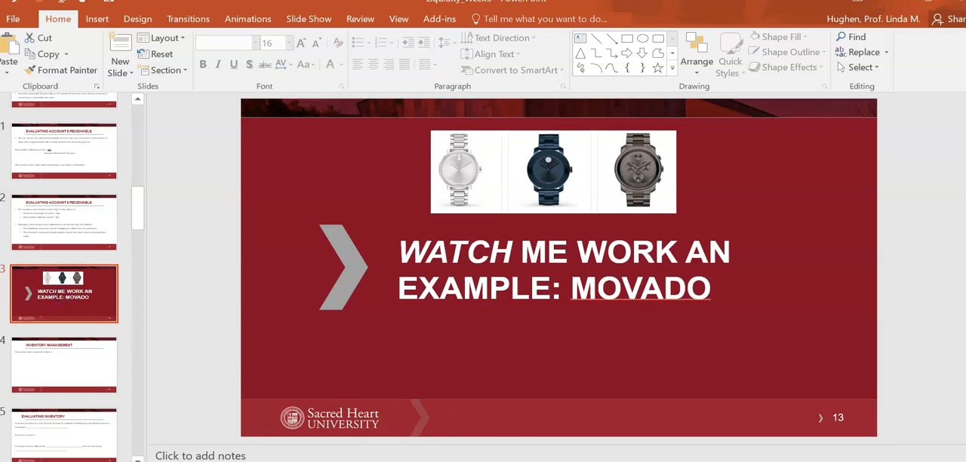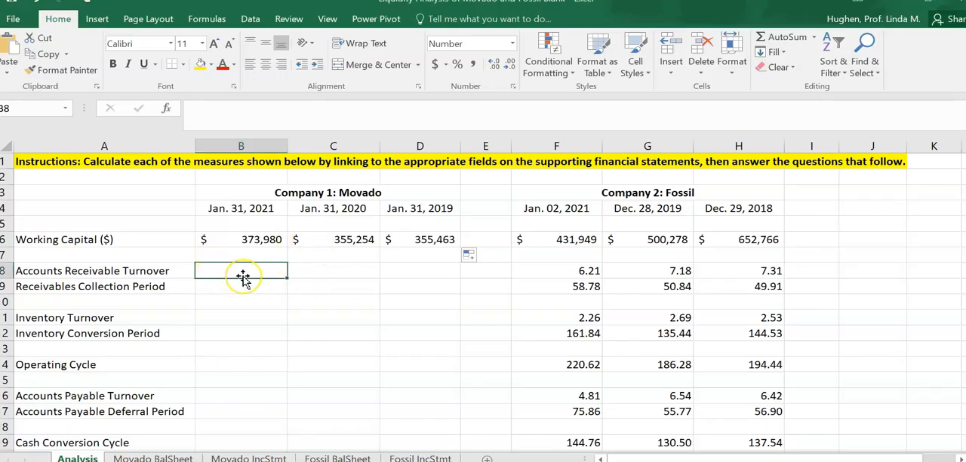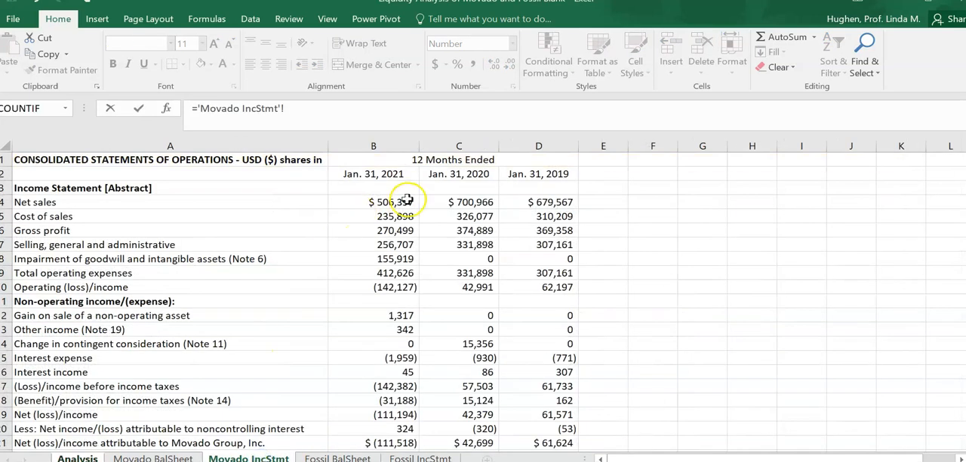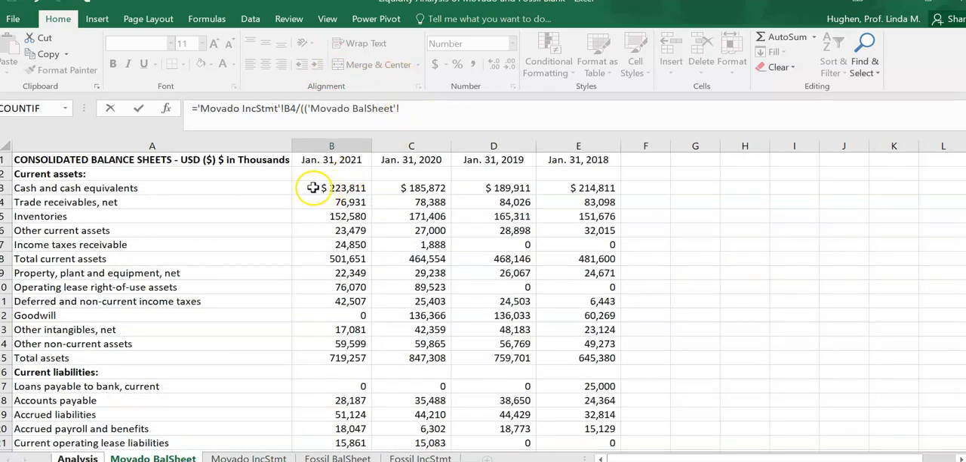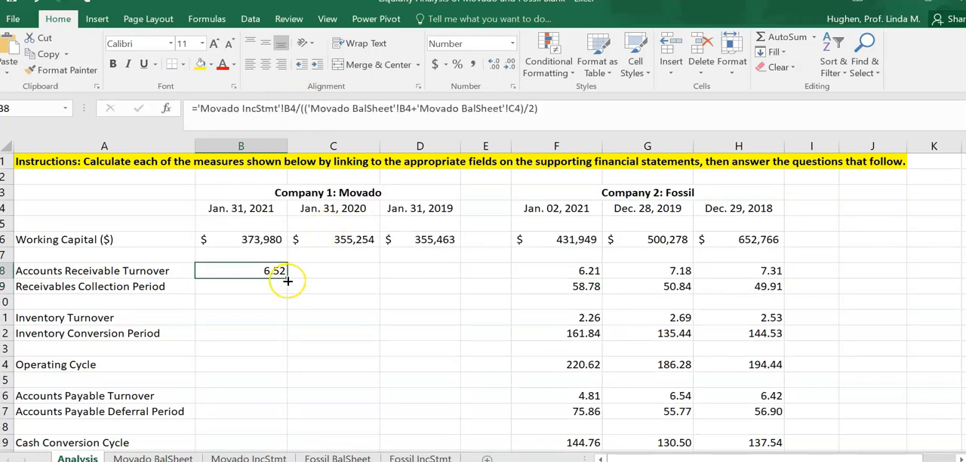Let's go to our analysis of Movado and analyze the accounts receivable turnover. Remember, for accounts receivable turnover, we start with sales on the income statement, and we divide that by average accounts receivable. To get my average accounts receivable, I can do that one of two ways. I can either type in average as a function, or I can take my accounts receivable in the most recent year plus the prior year, divided by 2. And I get 6.52 for the most recent year. And I see that there was a drop in the accounts receivable turnover over the 3 years.